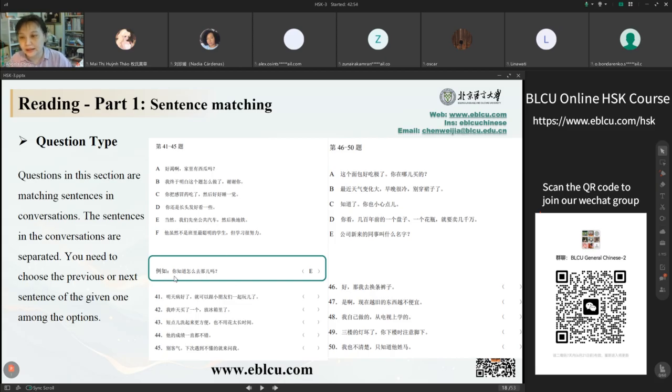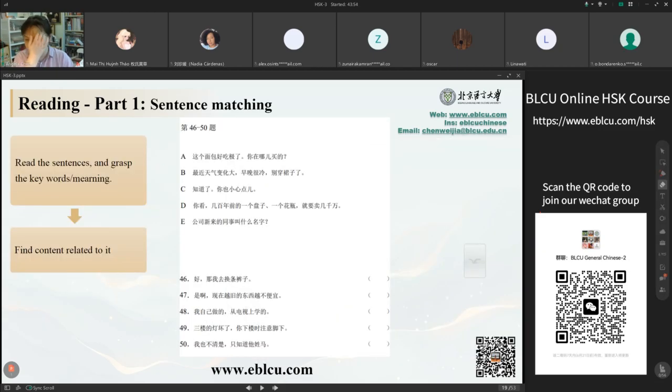So for example, here, 你知道怎么去那儿吗? This is the question. And then you need to find out the answer is E here. 当然，我们先坐公共汽车，然后换地铁。So question and answer, this is a pair. Maybe it's a question and answer. Maybe it's like 2 sentences that related to each other. And also, here goes the number and here goes the options. The question sentence might be in the question part, might be in the option parts. So maybe here is the question, here is the answer. Maybe here is the answer and you need to find the questions. So it's not in the correct order for question and answer. So you just need to match them together.